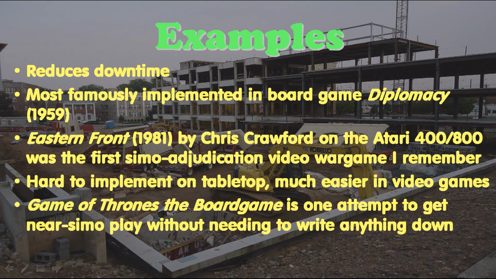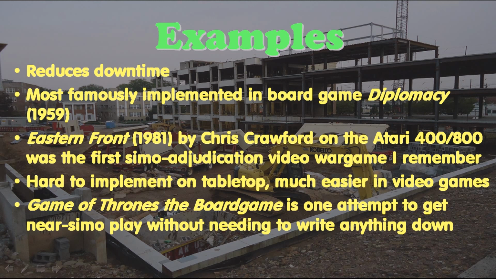But we'll never know. It comes from 1959. The video game Eastern Front from 1981 by Chris Crawford was the first time I saw simultaneous adjudication in a video game. Each player gave his orders on his computer, and then they both saw those orders mesh together as they were simultaneously adjudicated. Now, simultaneous adjudication is hard to implement on the tabletop, much easier in video games. The computer can make it easy for players to give orders. The computer can do all the adjudication, which can get complicated.